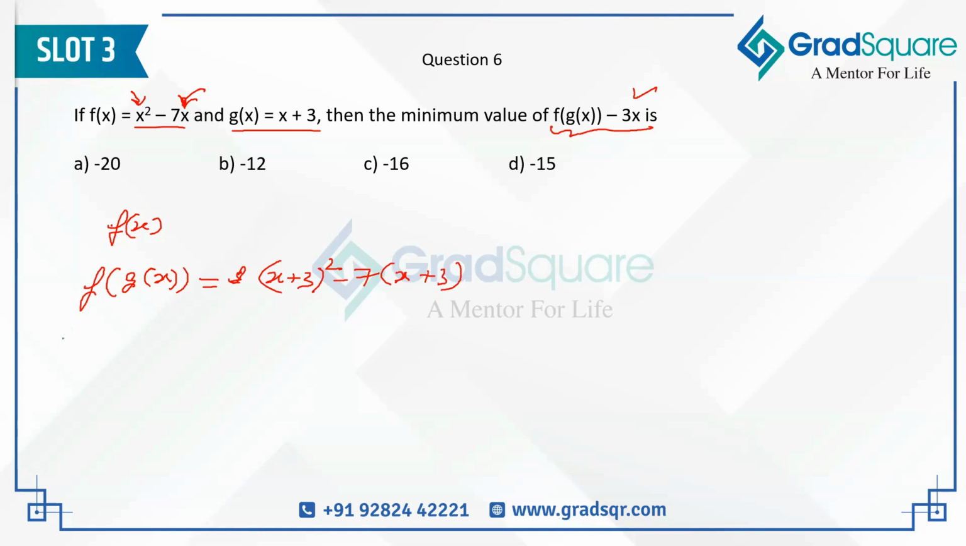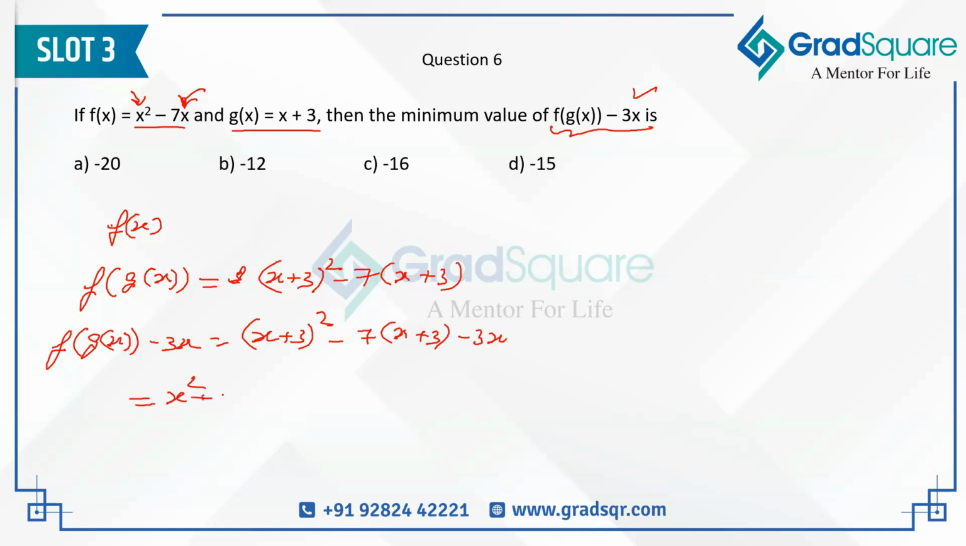Now what were we trying to calculate? f of g of x minus 3x, correct? So from this, I will do a minus 3x, and then I will get my total function, which I need to minimize. So x plus 3 whole square minus 7 times x plus 3, and now do an additional minus 3x over here. Right, now let's just try and solve this and see what kind of function it gives me.